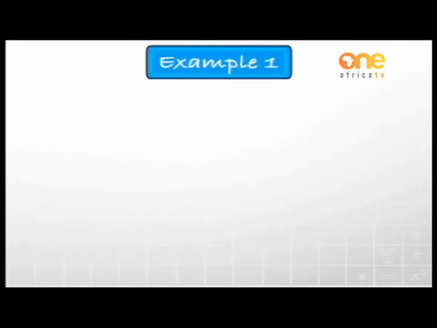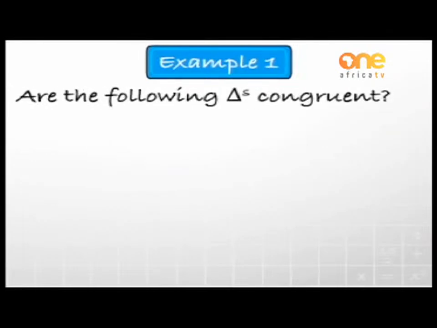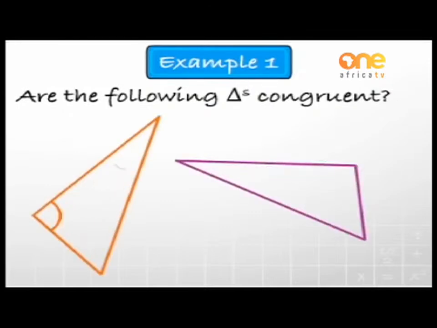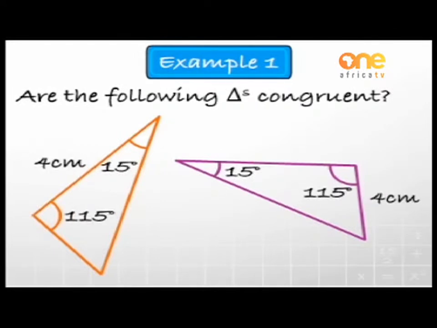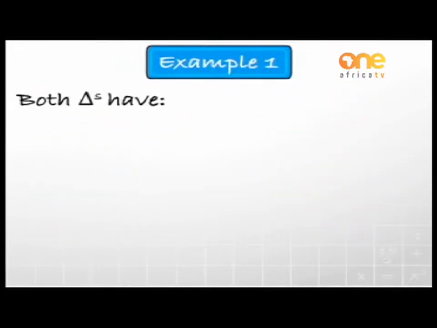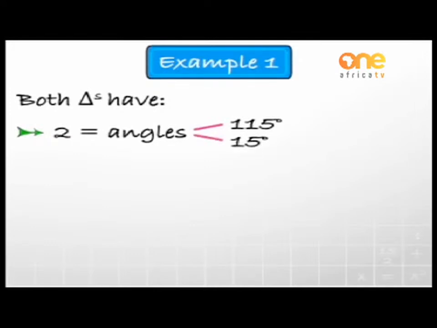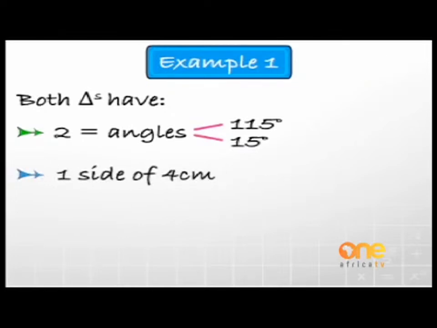Example 1 asks, are the following triangles congruent? So we have two triangles, each with two angles of 15 degrees and 115 degrees, and both have sides of 4 centimeters. If we look at both of these triangles, we can see, as I had said before, that we have two angles of equal magnitude. Both triangles have a 115 degree angle, and both have a 15 degree angle. Also, both triangles have a side of length 4 centimeters.